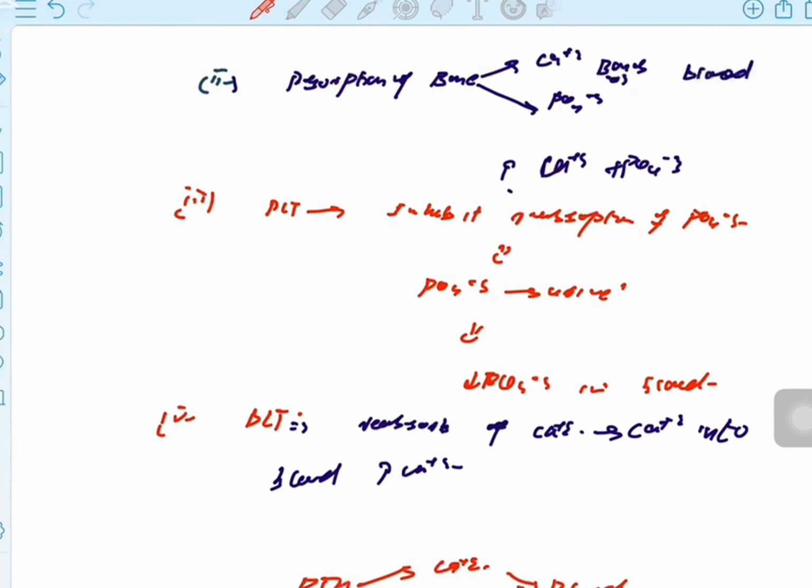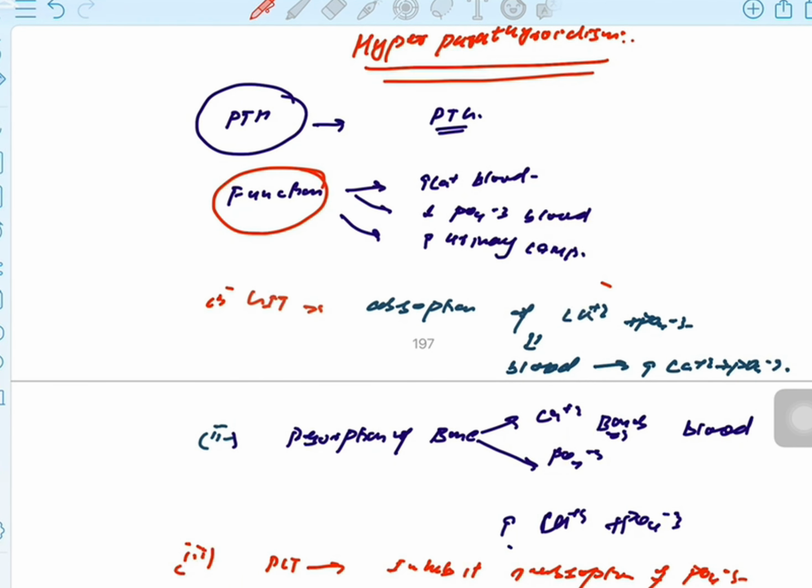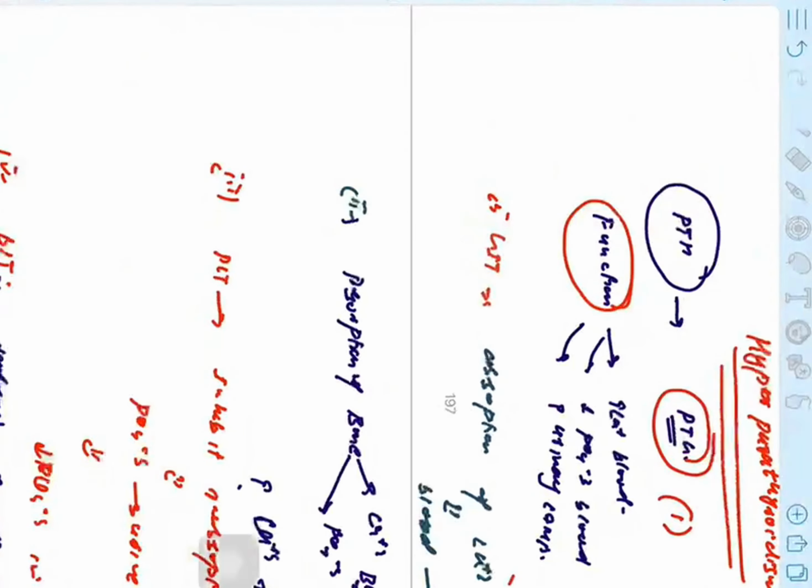So I have already mentioned two to three very important things. What is the main function of parathyroid hormone? We will say parathyroid hormone is a hormone released from the parathyroid gland. After that, we will say the main function is to increase the level of calcium, decrease the level of phosphate, and also increase urinary cAMP.